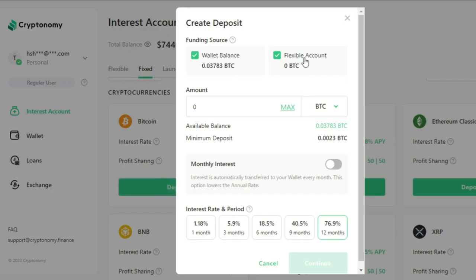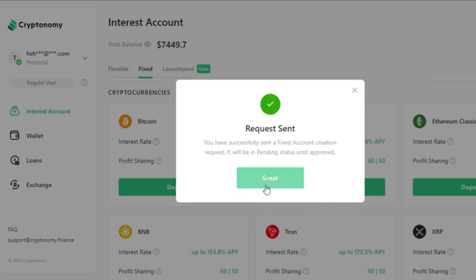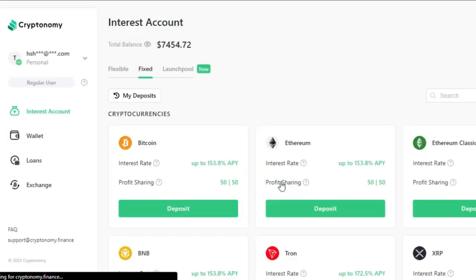I choose Bitcoin because I think it has a lot of potential, especially since there's an anticipation of a bull run. This means it could be a good way to grow assets during this period. And this is just one way you can grow your investment with Cryptonomy. There are a lot of other options too.